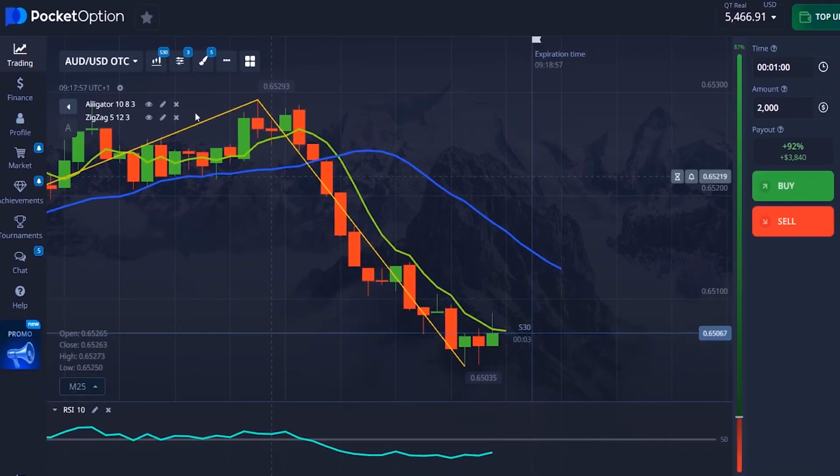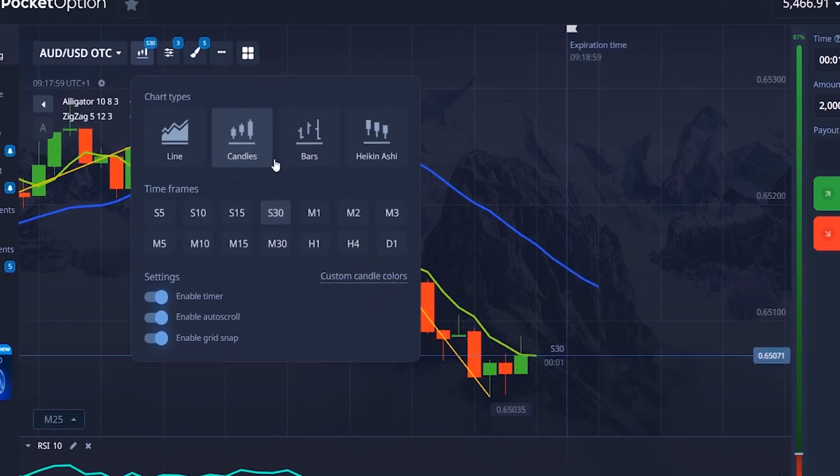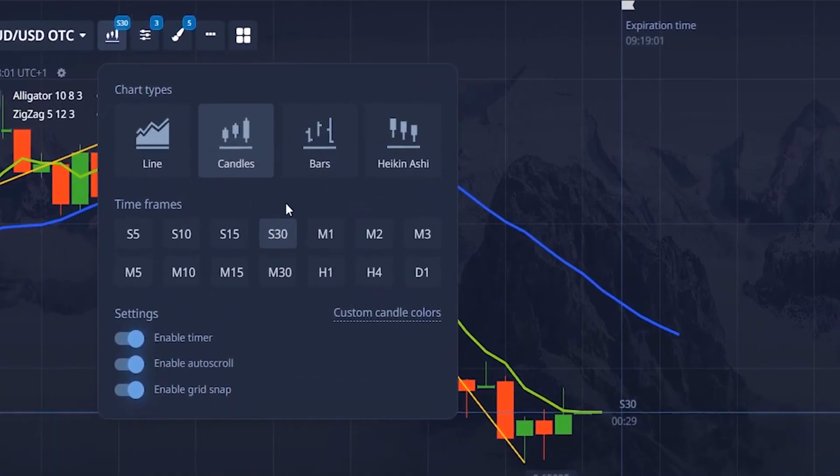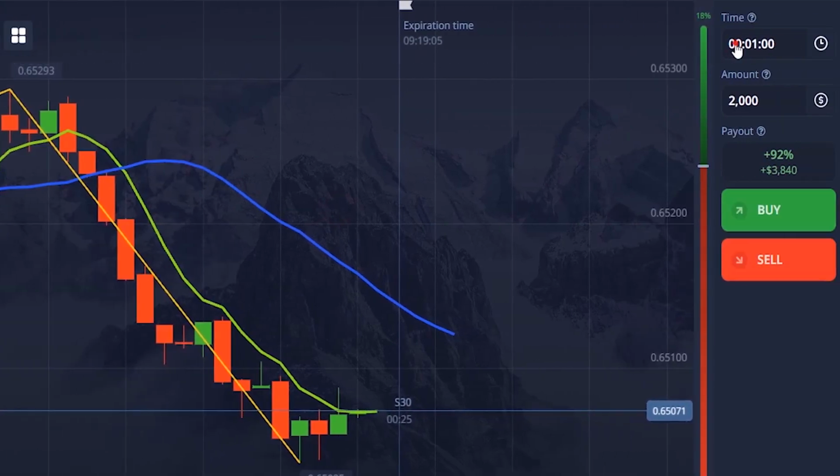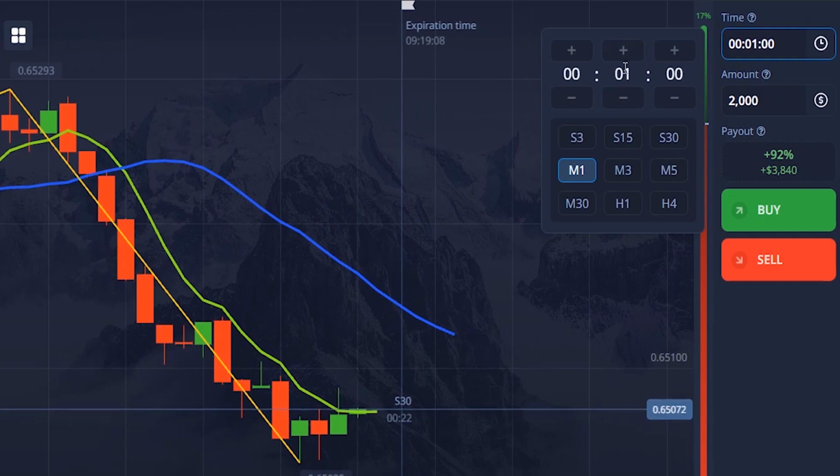So with this strategy, I'm going to be using the normal Japanese candlestick. And I'll set it on 30 seconds candle time frame, and I'll also set my expiration time to be on 1 minute.